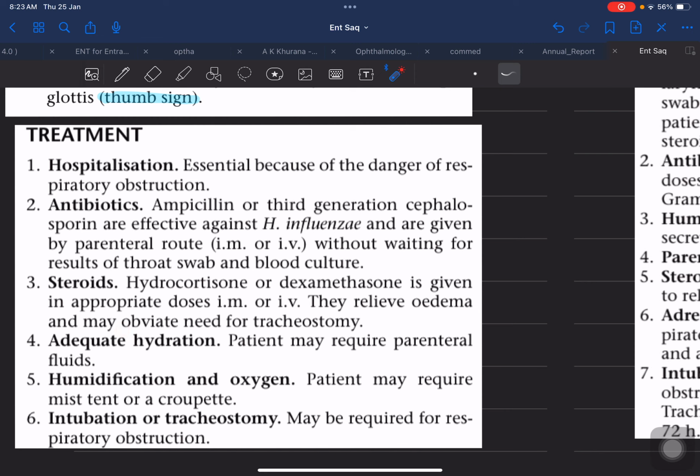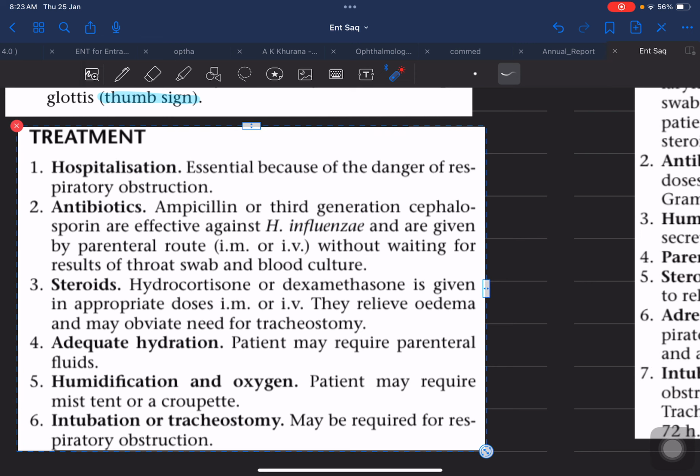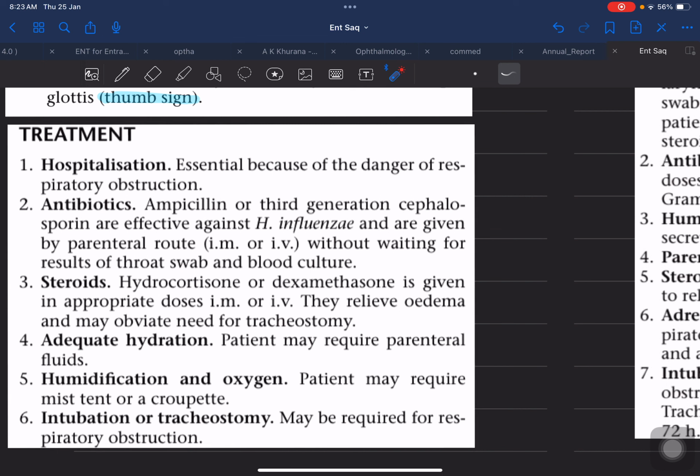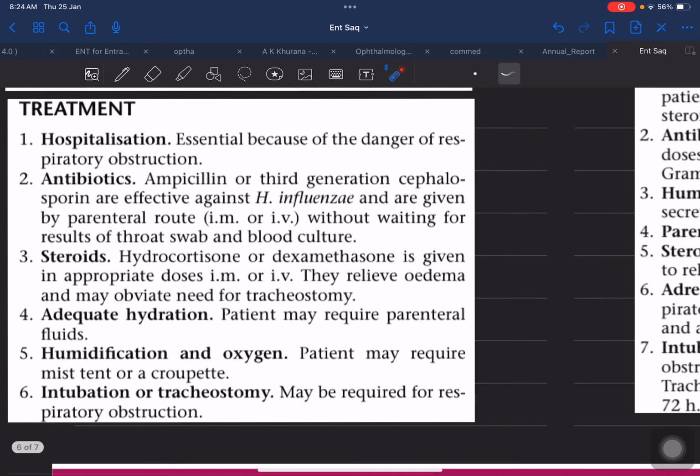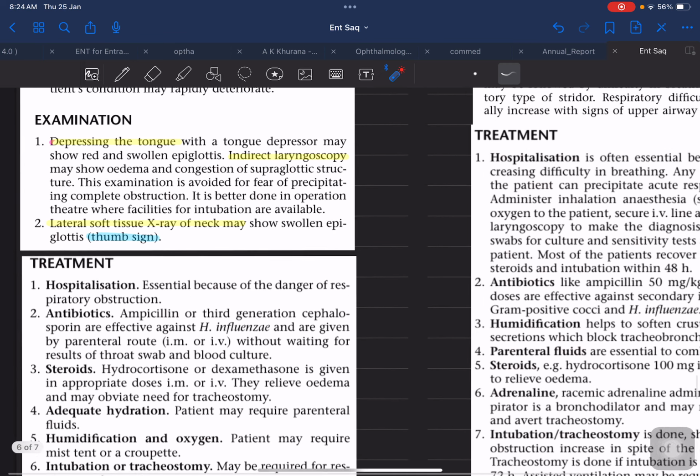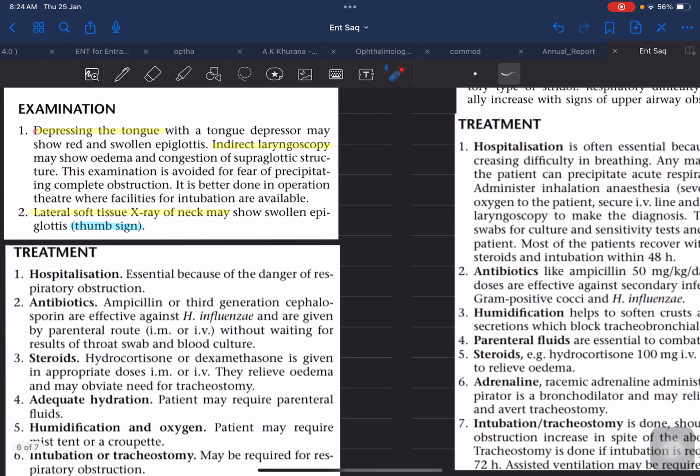Another thing we can do is provide adequate hydration, right? Adequate hydration is done through the parenteral route, right? Parenteral fluid can be provided. Humidification and oxygen are also very important, right? The patient may require mist tent or croup tent, and we talked about intubation also. So this was the treatment of acute epiglottitis.